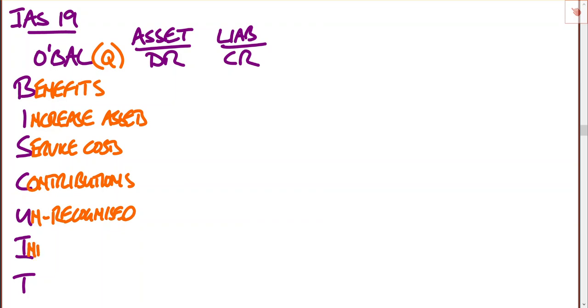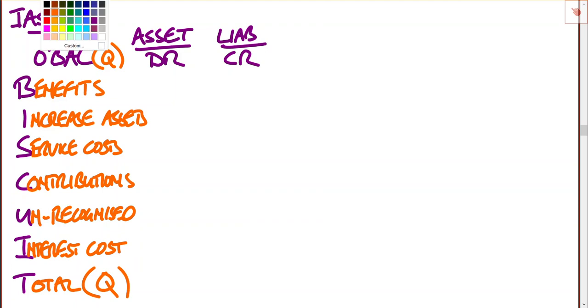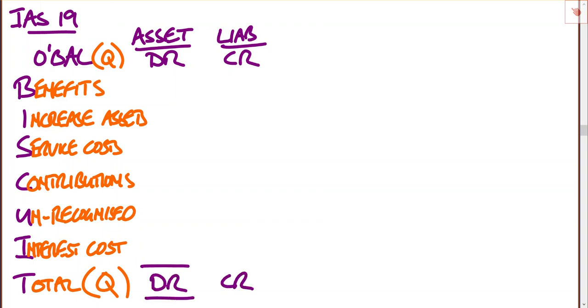And then you've got your interest cost. And that's really the unwinding of the discount on the liabilities. So that's going to be in there as well. And then you've got your total at the year end. And that again will be given to you in the question. Because remember, this is all worked out by an actuary. So they're going to give you the debit balance and the credit balance at the year end on the asset and the liabilities.